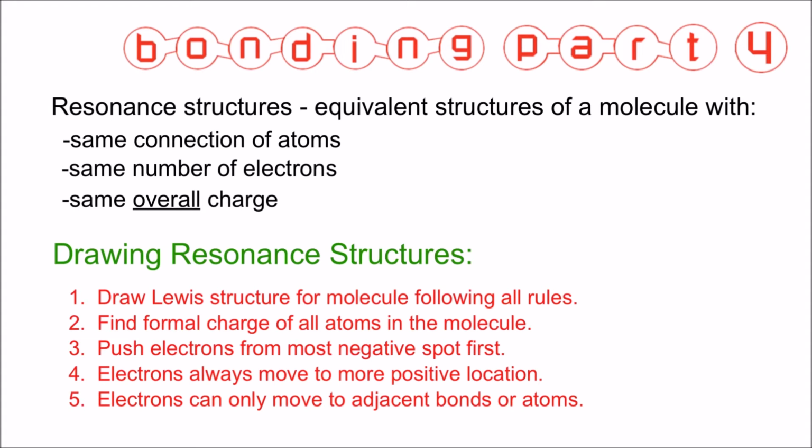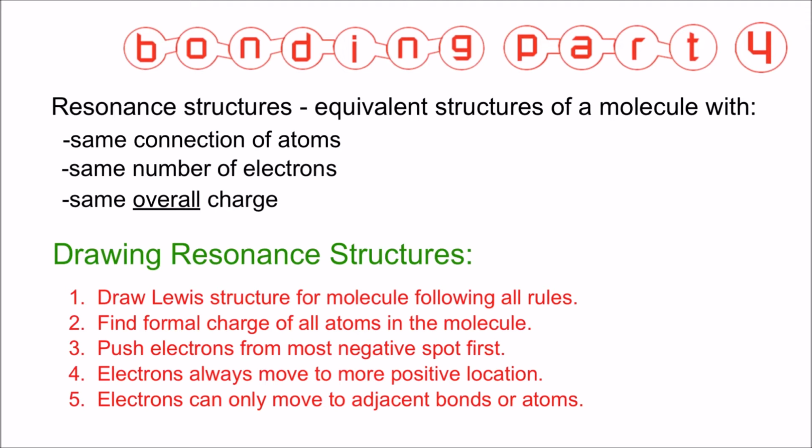Here are the rules on drawing resonance structures. First, you're going to draw the Lewis structure for whatever they're asking you for. Then you're going to find the formal charge of all the atoms in the molecule that you just drew. Then you're going to push electrons, and I'll show you how to do that in a minute. You're going to push electrons from the most negative spot on that molecule first.